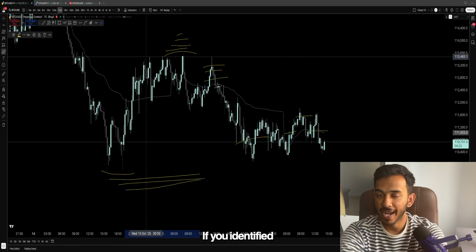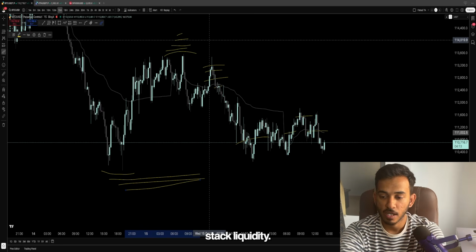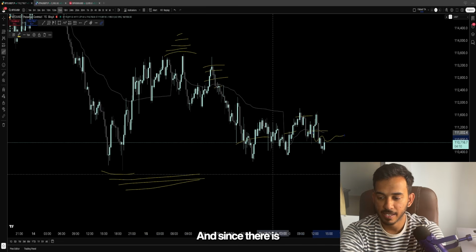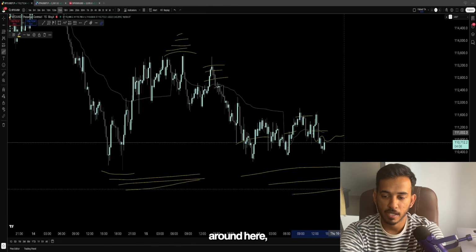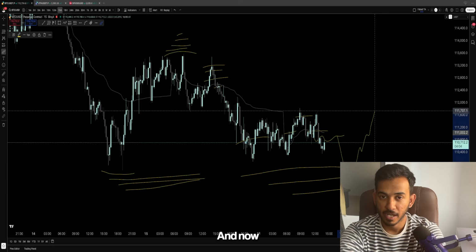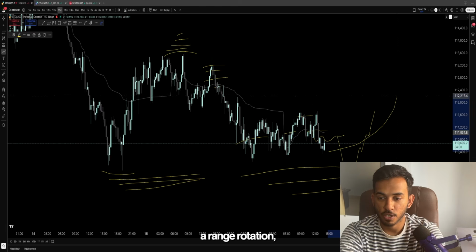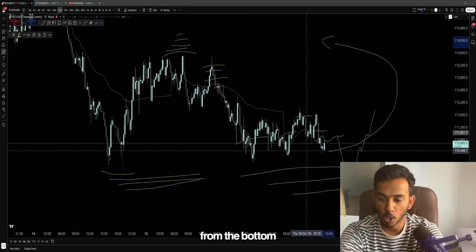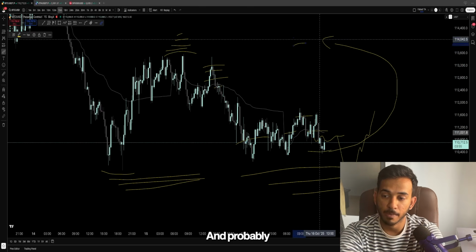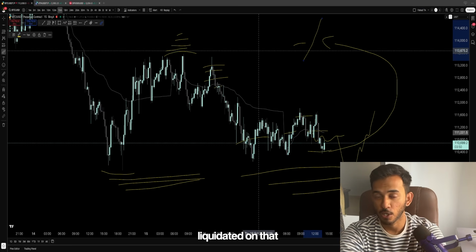If you've identified the range on the basis of market structure, you have also identified the extremely high potential liquidity levels where there is maximum stacked liquidity. So what you might get to see is that price will range, and since there is a lot of stacked liquidity around here, you might just dip into that, sweep it out and get back inside the range. And now the chances are very, very high that you might get to see a range rotation, that you might go from the bottom of the range till the top of the range, and probably then you might get to see a break of it. So that is exactly what happened when I got liquidated on that particular trade.